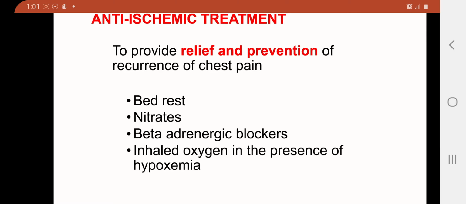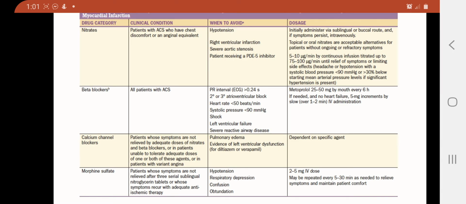Again, bed rest, nitrates, beta blockers, or inhaled oxygen in the presence of hypoxemia as part of your anti-ischemic treatment. So, table of medications or drugs given for non-ST elevation MI and unstable angina. Nitrates for chest pain or anginal equivalent. Avoid when there is hypotension, RV infarction, severe AS, or patient receiving a PDE5 inhibitor such as sildenafil.